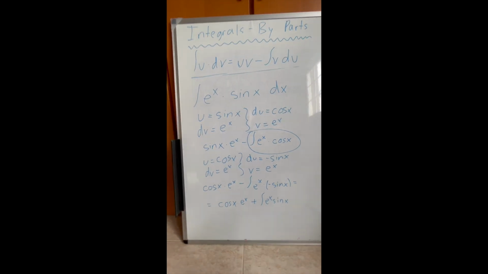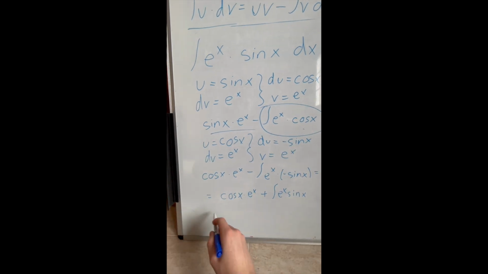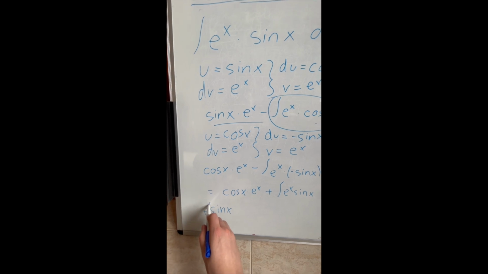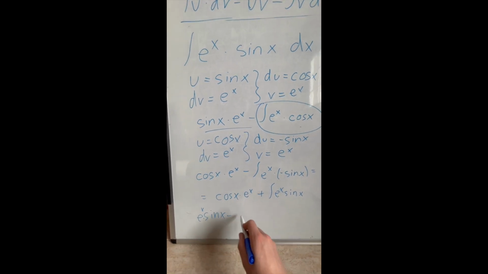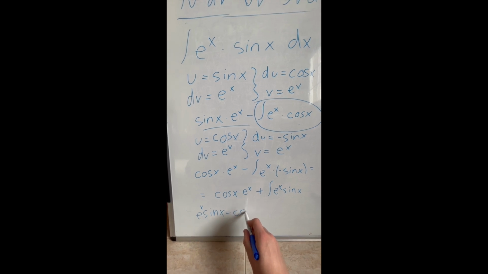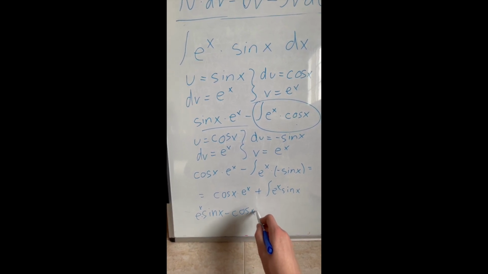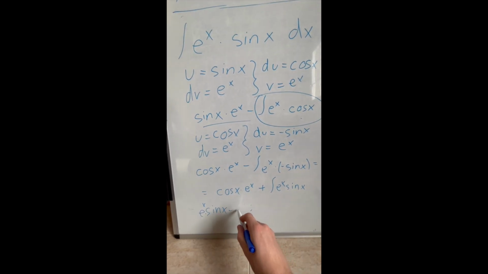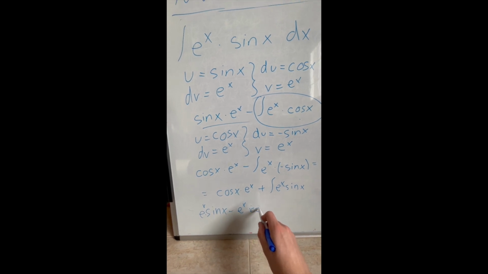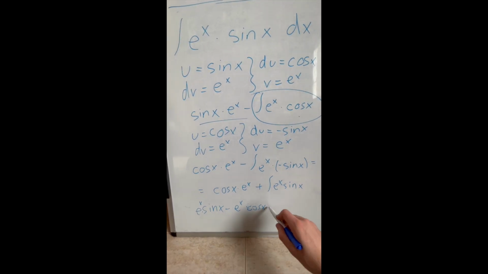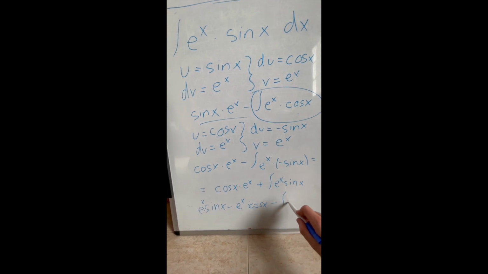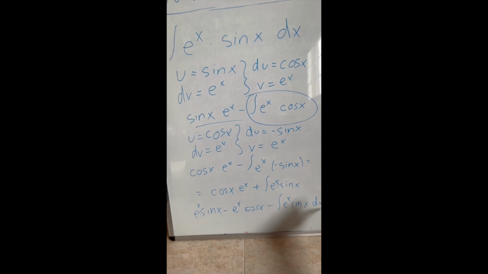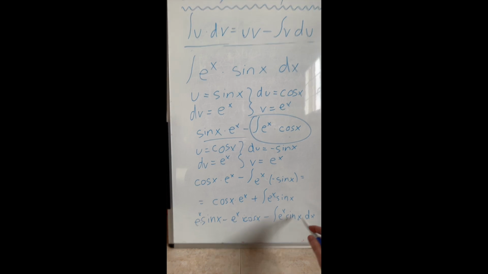And now let's substitute this back into what we had here. E to the power of x times sine of x minus cosine of x. Well, let's say, to make this more simple, e of x times cosine of x minus e of x sine of x. And you may think, well, what, do we have to apply by parts again here? And the answer is no.